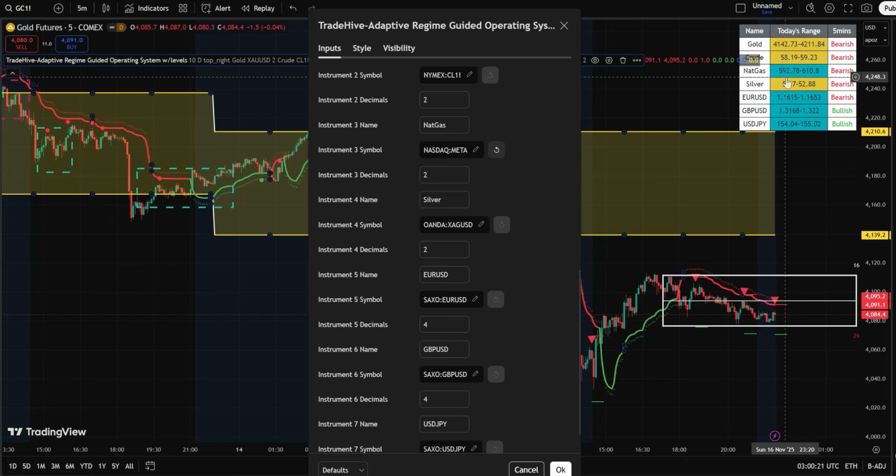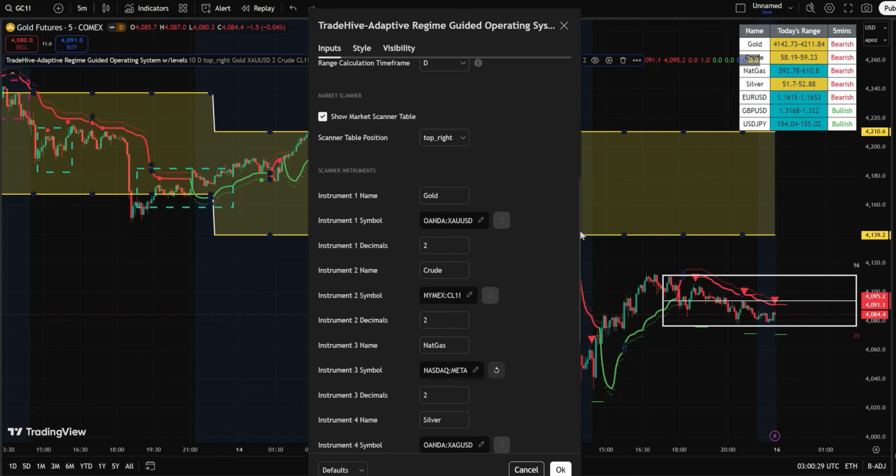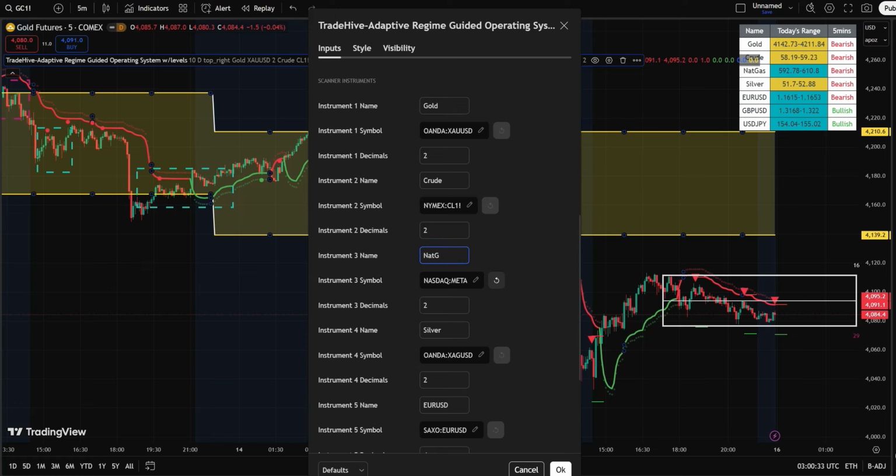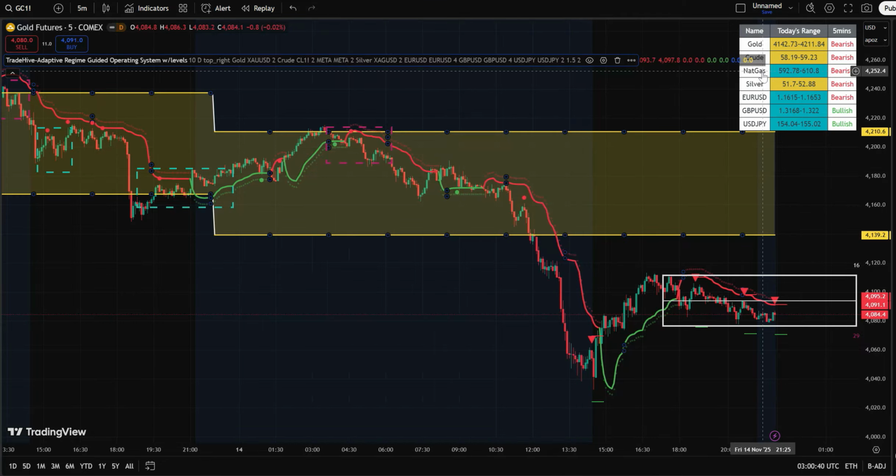Now this will show you, sorry, where did it go? Just give me a second, please. Gold, crude, Nasdaq, Meta. Okay, we changed Meta in place of natural gas. Just watch the screen. Meta. So Meta had a range of 590 to 610 and it is bearish.